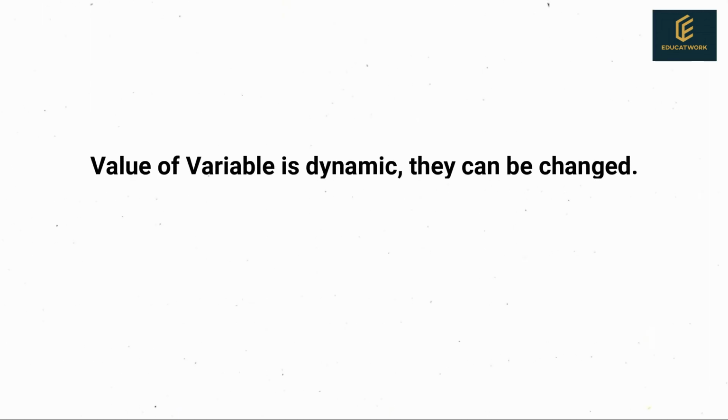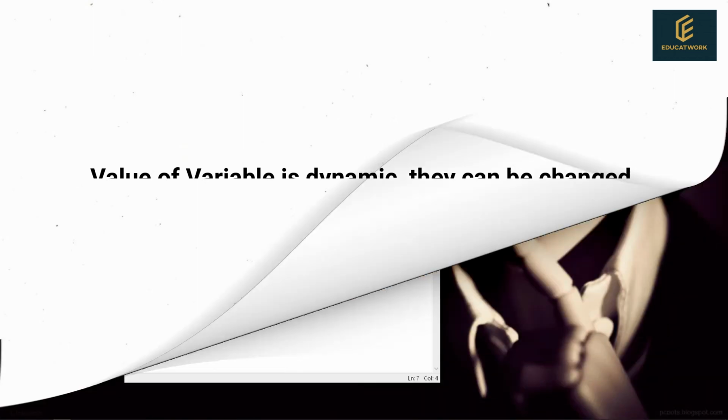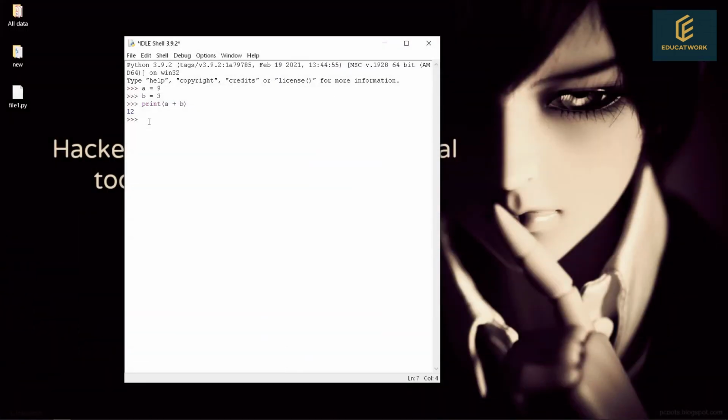Another important remark I want to make is that the values of variables are dynamic, they can be changed. For example, we assign the value 9 to a variable named a. Now assign 12 to the same variable on the next line, a equals 12. Now run the program. This time it will print 15. As you see, you can change a variable's value at any time. That's all for variables.